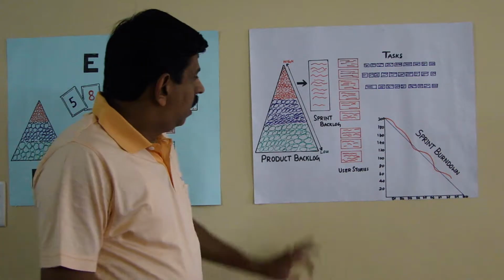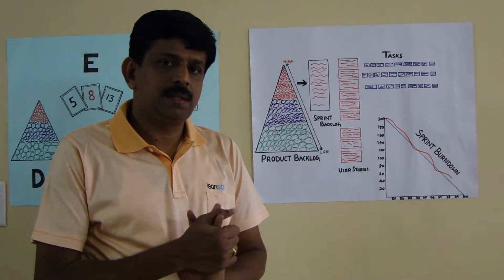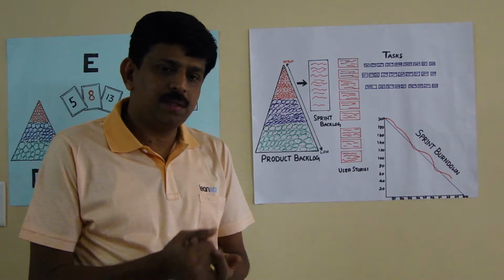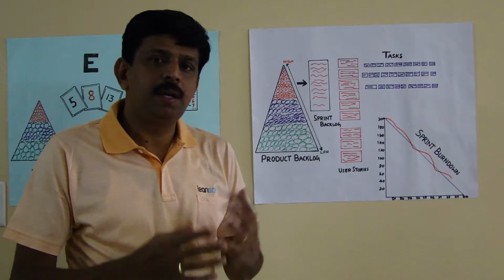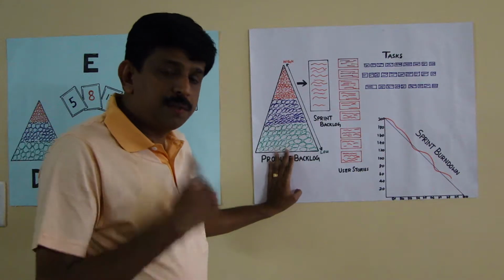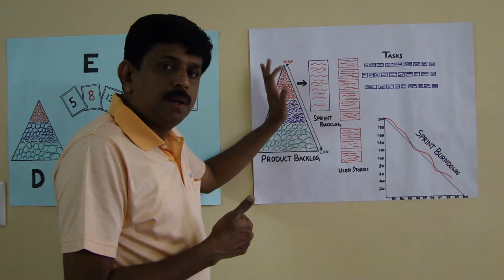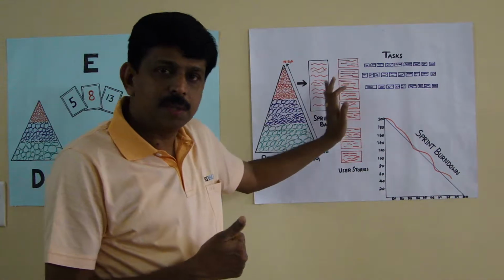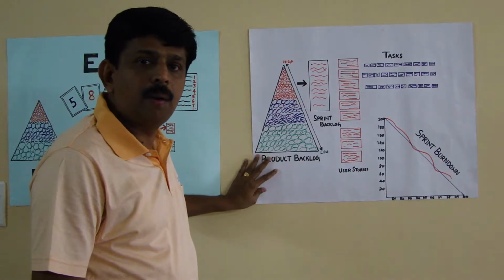Hi. Let's talk about the three artifacts that Scrum has. What are the three artifacts that Scrum recommends in building a software product? The first and foremost one is the product backlog, the second one is the sprint backlog, and the third one is the sprint burndown. Let's start with the product backlog.